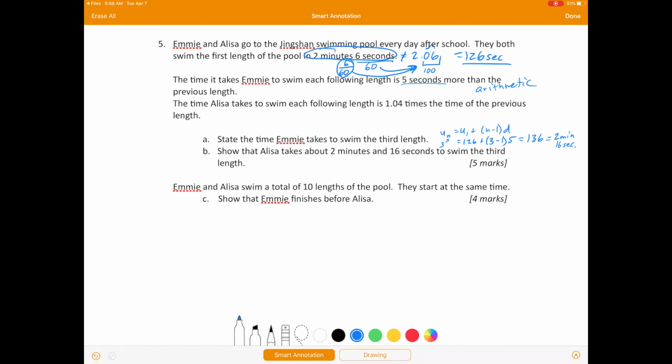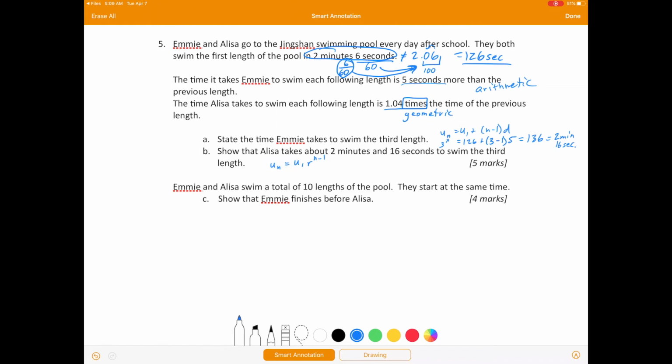All right. Well, some of you said, well, did you mix them up, Mr. Bywater? I think Emmy took 2 minutes and 16 seconds. Well, let me show you. So does Elisa. Okay, so each one of these is 1.04 times the time of the previous. So that should be a ding, ding, ding, ding, ding, that it's geometric here. Okay, so this is a geometric sequence. And so we'll be able to use Un equals U1 times r to the n minus 1. And so we should be able to put that in. We do want the third one.